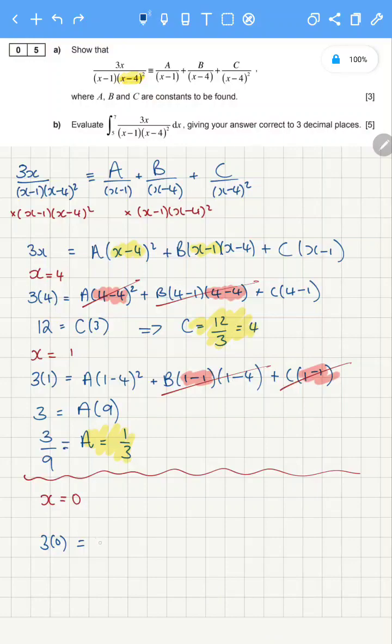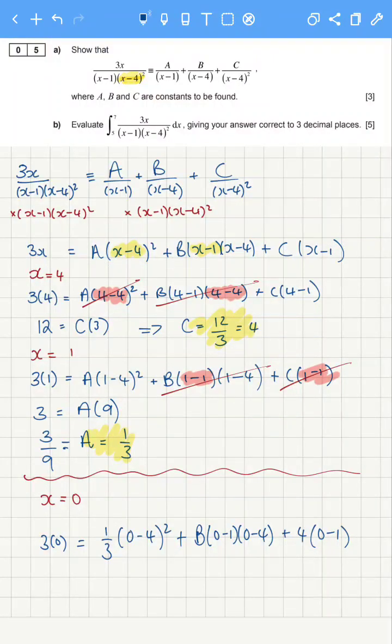We got A, and A is a third. So 1/3 times 0 minus 4 squared plus B. We don't know B, do we? Nope. But we do know x is 0. So B times (0 minus 1)(0 minus 4), plus C, which we know is 4, times (0 minus 1). Yeah. And I've just followed it in here.